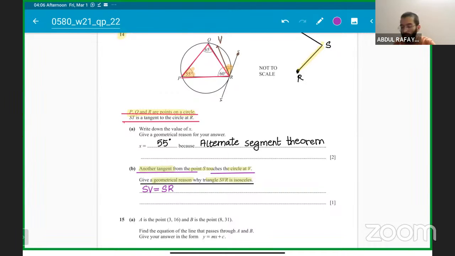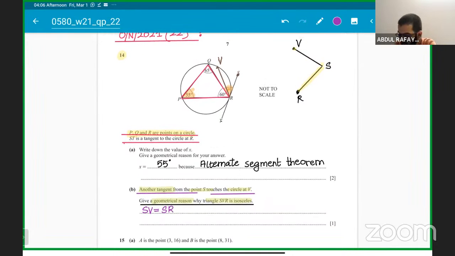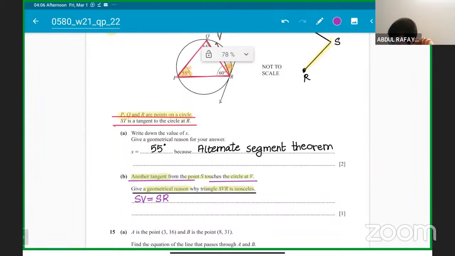Okay, everyone with me? Following? Please make sure. So we got SV is equal to SR. You can write down that SV is equal to SR, which means they have the same length. And then you can write down that the tangents are of the same length from an external point. Tangents are equal in length from external points, because this is an external point, and this is also an external point.